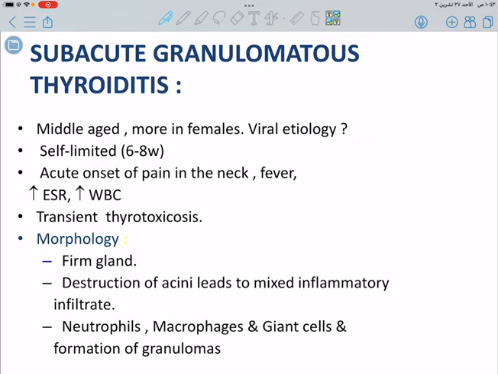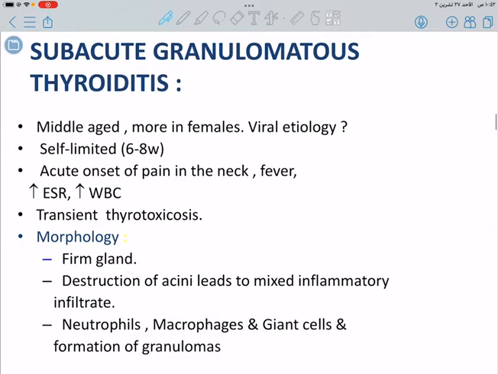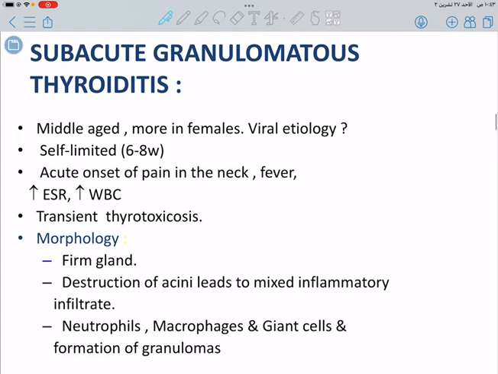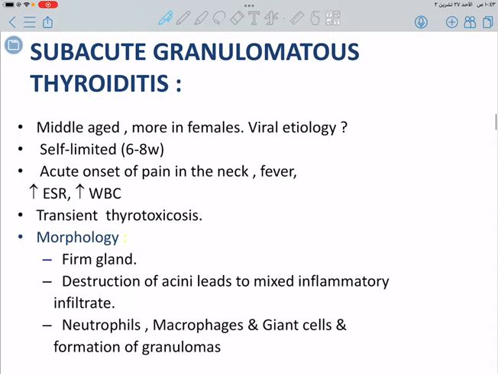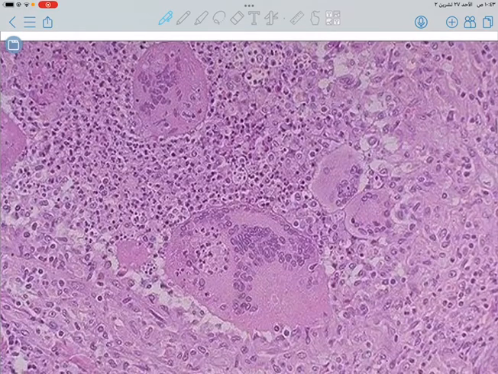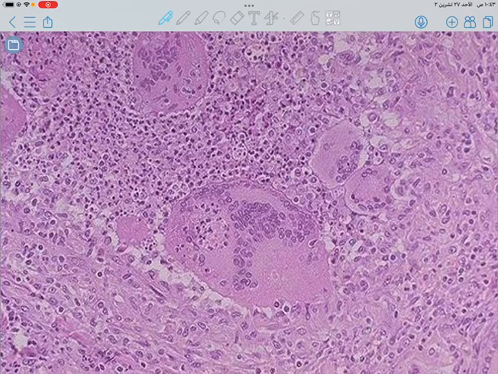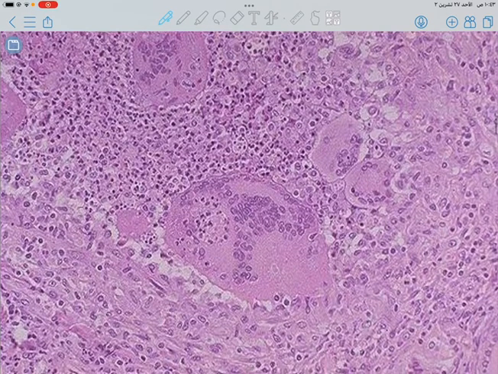Morphology: it is firm, with destruction of follicles and a mixed inflammatory infiltrate of neutrophils, macrophages, and giant cells with formation of granulomas. This is how it looks under the microscope. Do you see these big cells, big giant cells? These are multinucleated cells. There are also inflammatory cells, lymphocytes in between. You can see remnants of thyroid tissue at the edges. They are forming granulomas around multinucleated giant cells. As we said, they present with acute onset of painful enlargement of the thyroid, and it is self-limiting within 6 to 8 weeks after a period of transient thyrotoxicosis.